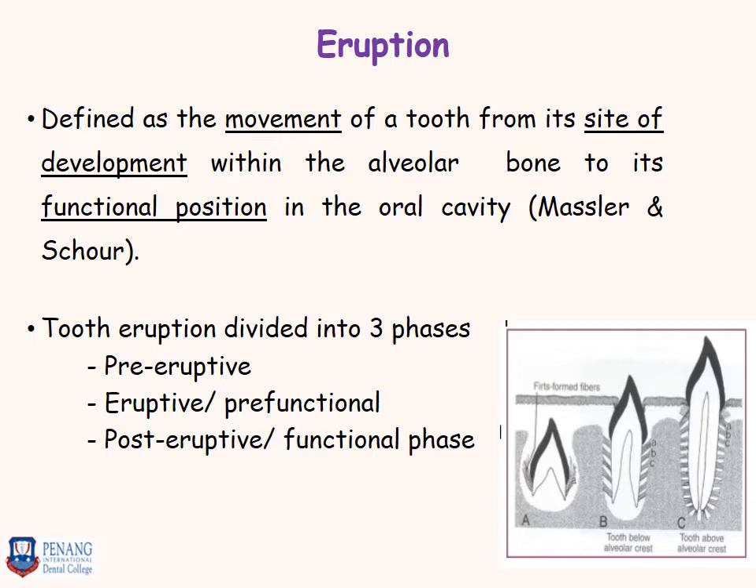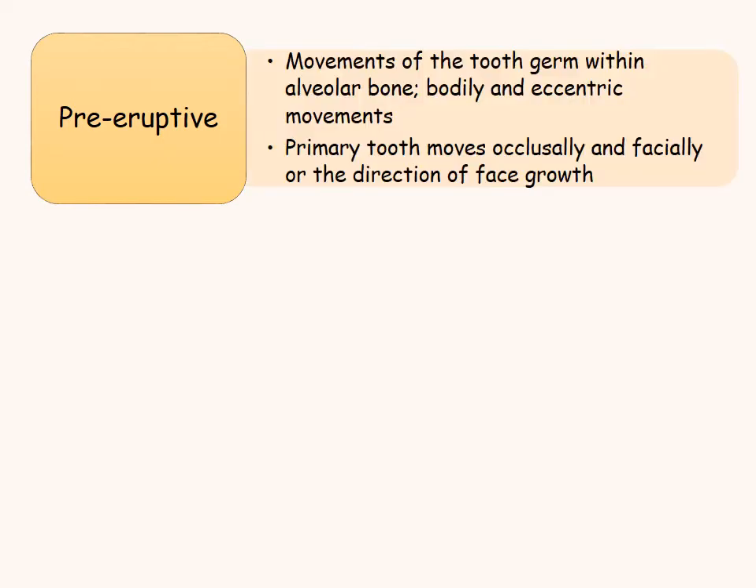Tooth eruption is divided into three phases: the pre-eruptive phase, the eruptive or pre-functional phase, and the post-eruptive phase, which is the functional phase. So moving on to the phases of tooth eruption. In the pre-eruptive phase, we have the tooth germ which moves within the alveolar bone, where both bodily movement and eccentric movement occur.